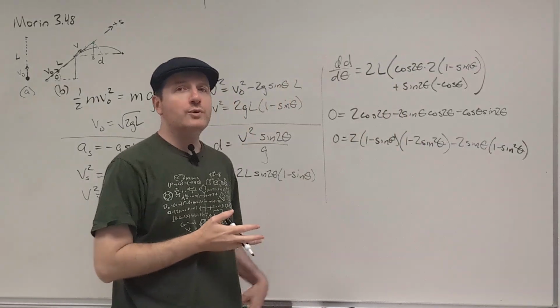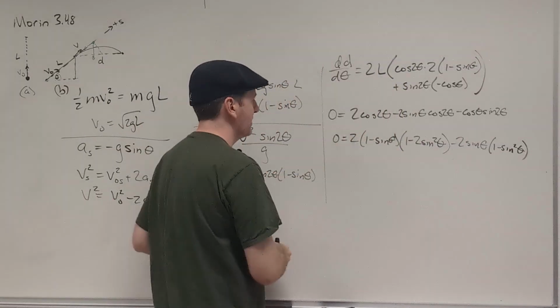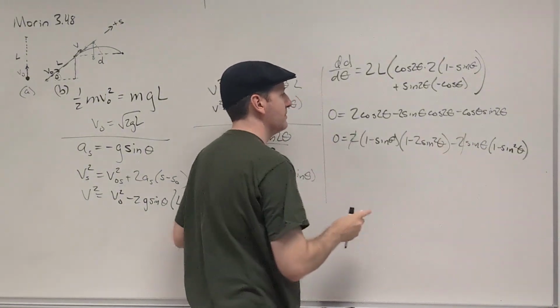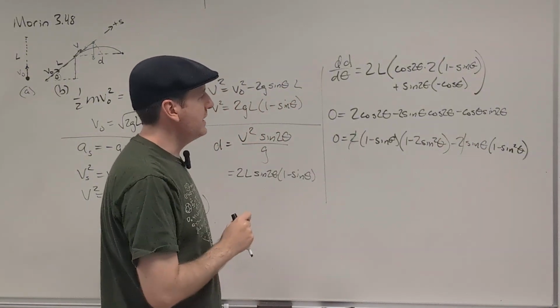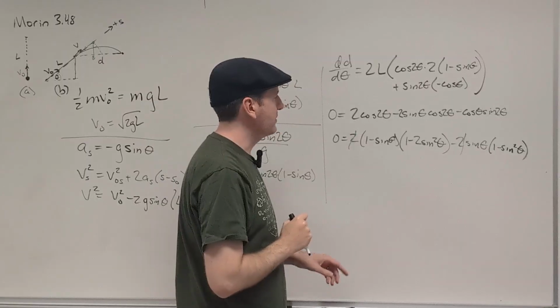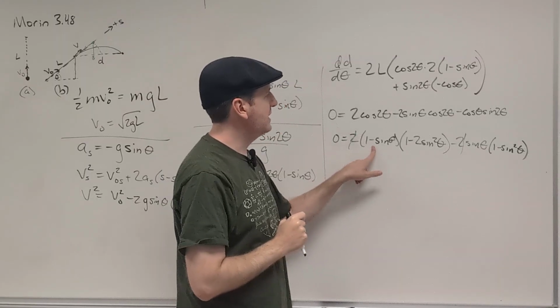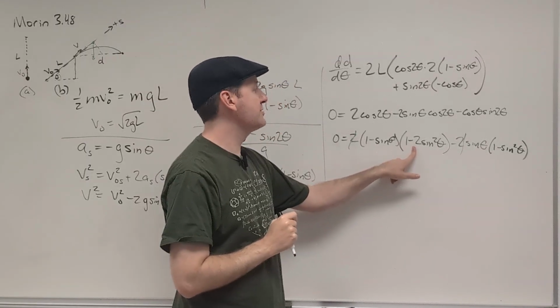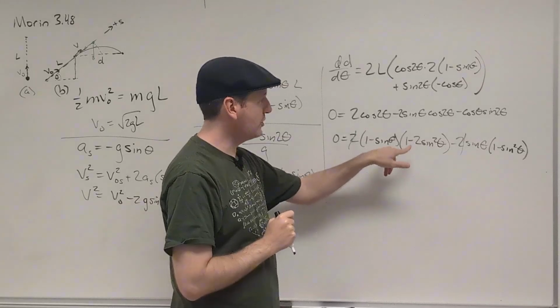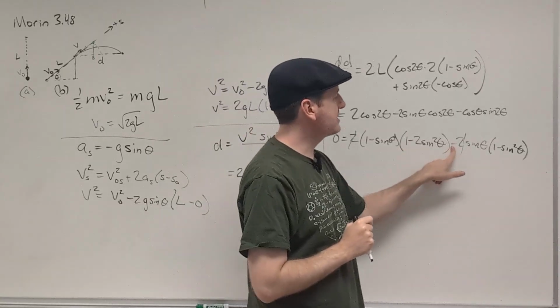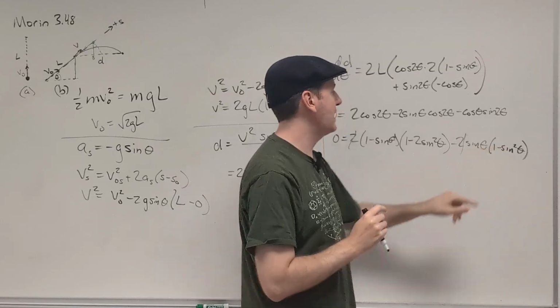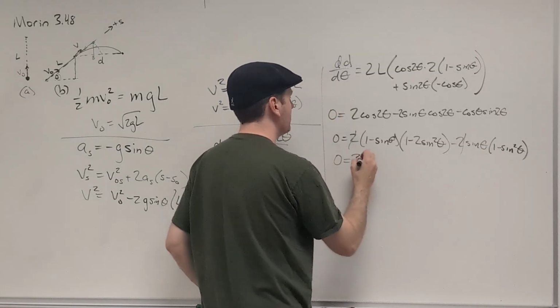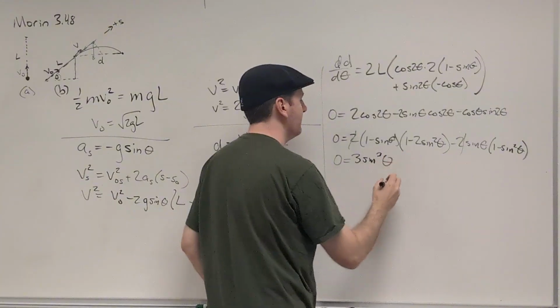Okay, now what we want to do is, first off, let's cancel off these 2's that are in both terms. That's not so bad. And then I've got my polynomial that I want to factor. So I've got a minus sine times another minus 2, that will be plus 2 sine cubed. And then I have a minus times a minus, another plus 1 sine cubed. So I'll have 3 sine cubed theta.